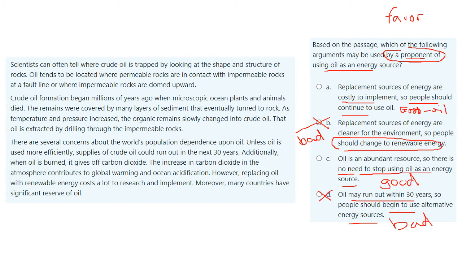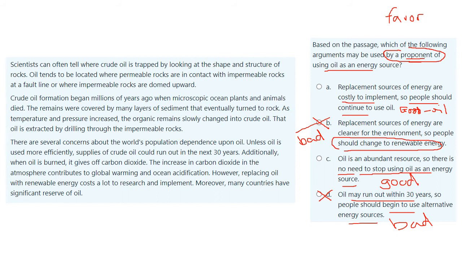So by looking at the answers, firstly, we see two of the answers are not in favor of using oil. So take away answer B and D. We only have two answers left, A and C. One option is that it is expensive to change, so we continue to use oil. The other option is oil is abundant. There is lots of it, so we don't need to stop.